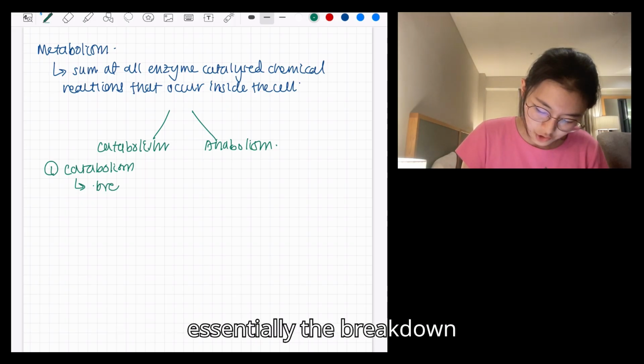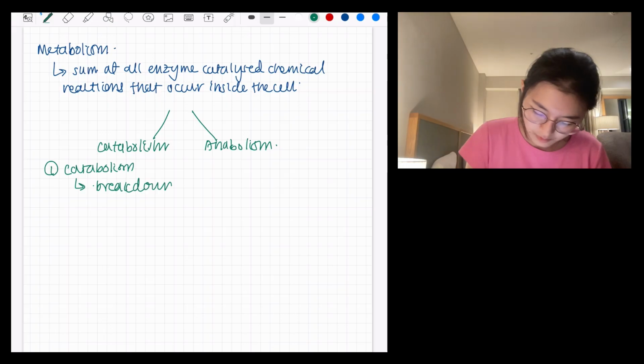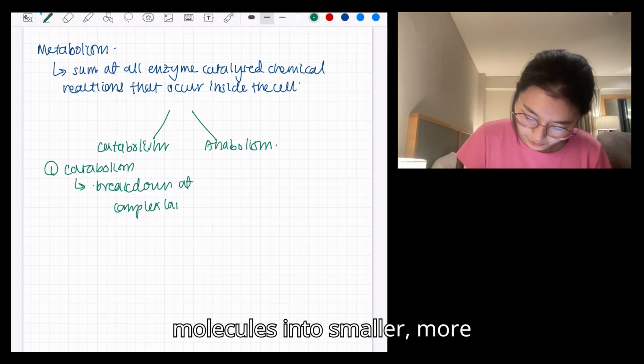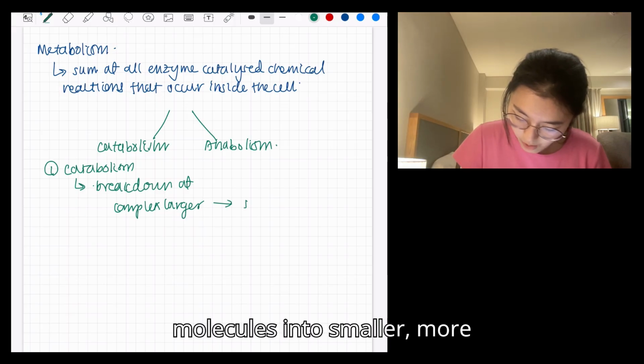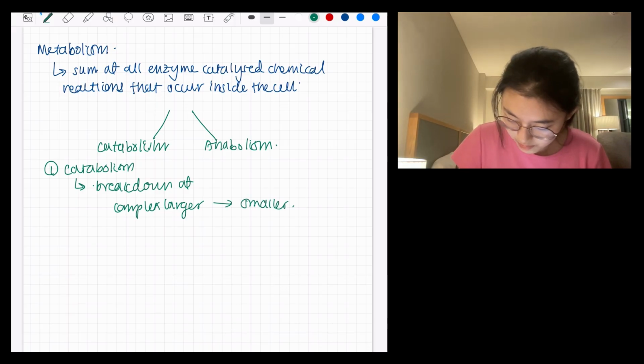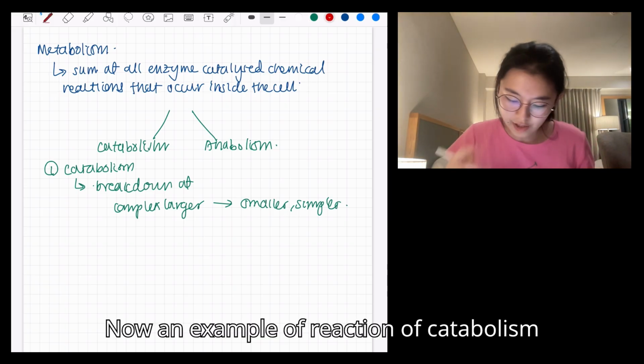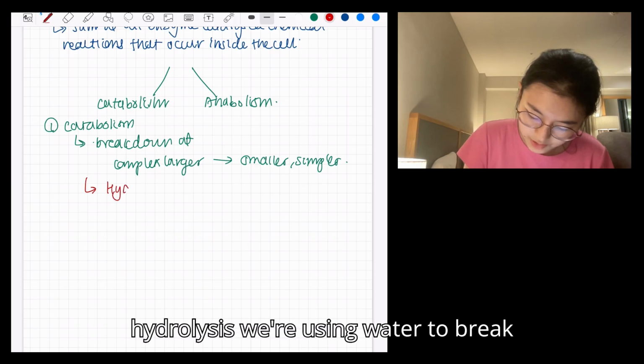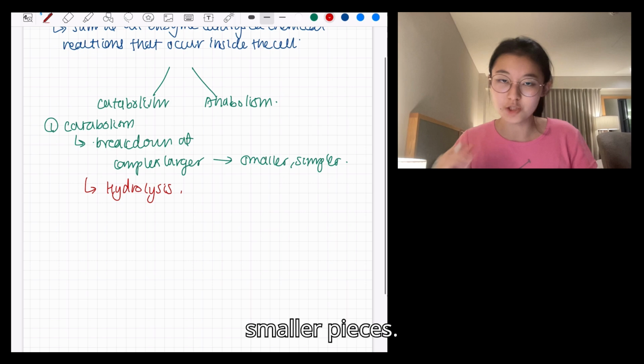So it's essentially the breakdown of complex, larger molecules into smaller, simpler molecules. Now, an example of a catabolic reaction would be hydrolysis, because in hydrolysis we're using water to break down different molecules into much smaller pieces.